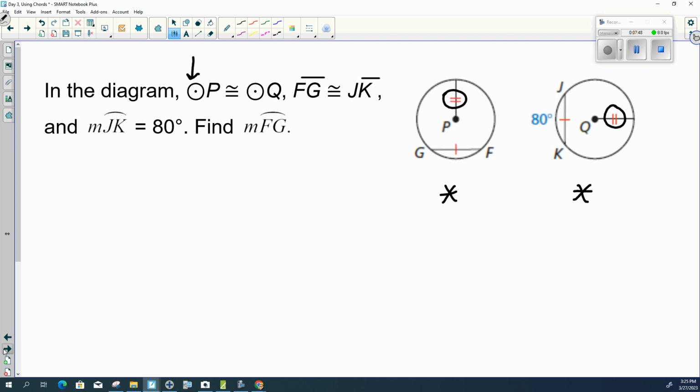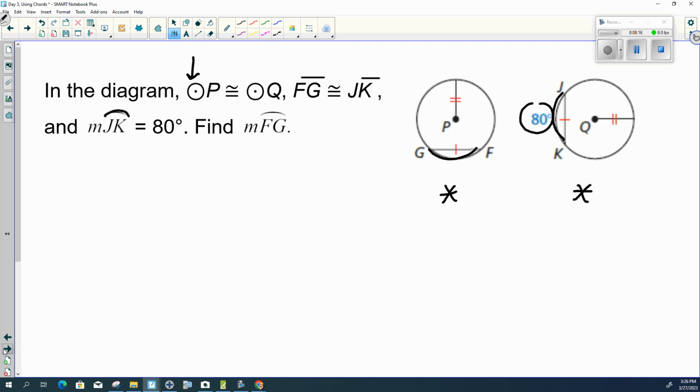Let's see what else it tells us. FG, can you find FG, is congruent to JK. And again, I see the markings. They gave me that marking, so I know exactly what they're talking about. These are congruent chords also. The measure of JK, this arc JK, is 80 degrees, and the measure of FG is what we're trying to find.